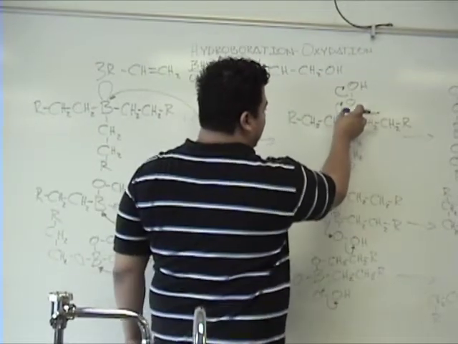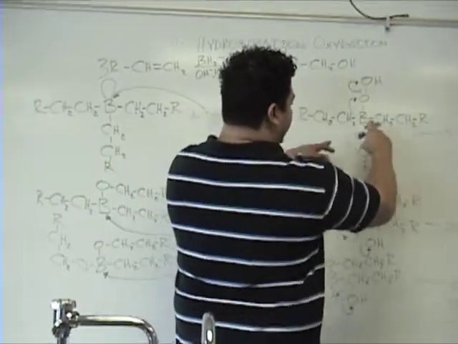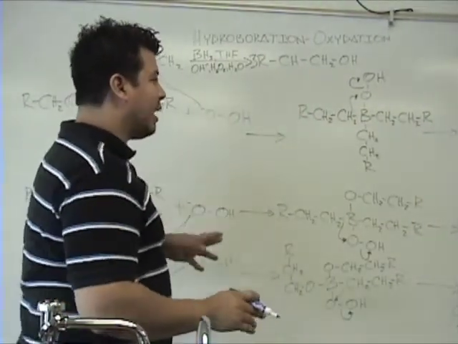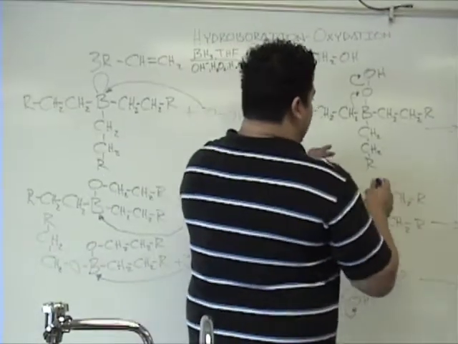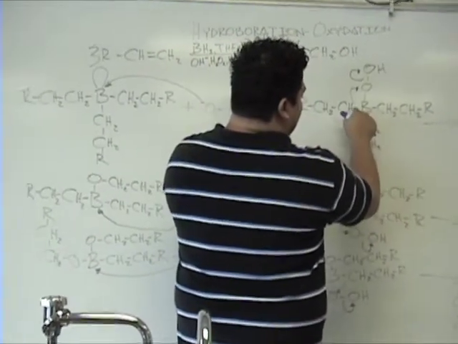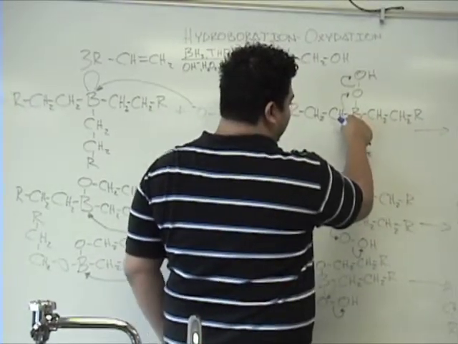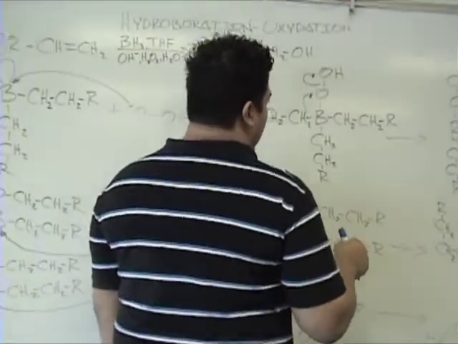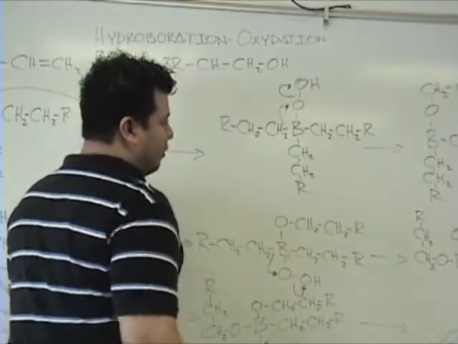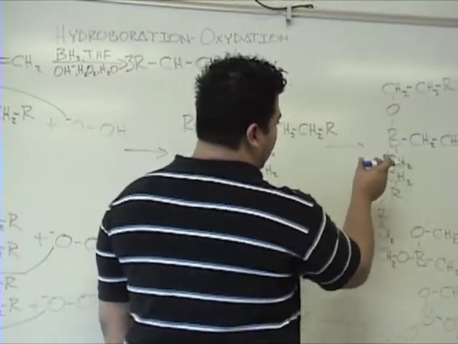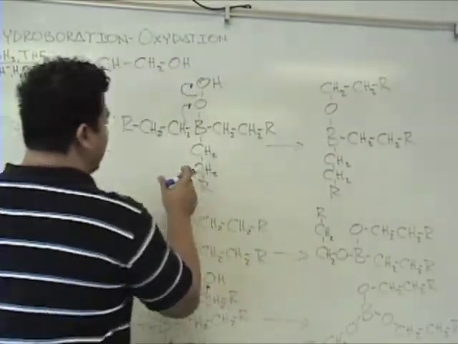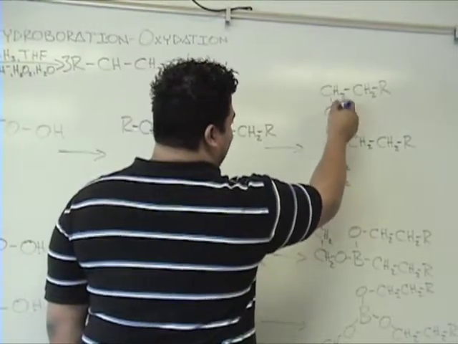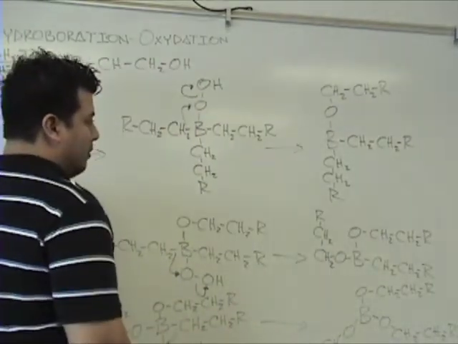You have the same three groups attached to boron, and then you have the OH, which is this. We just attach that part, that's it. Then the second step is going to be the carbon-boron bond is going to attack the oxygen, and OH is going to leave. So what we get is the chain, this chain right here, it's no longer attached directly to the boron, it's actually now attached to the oxygen that is attached to the boron.